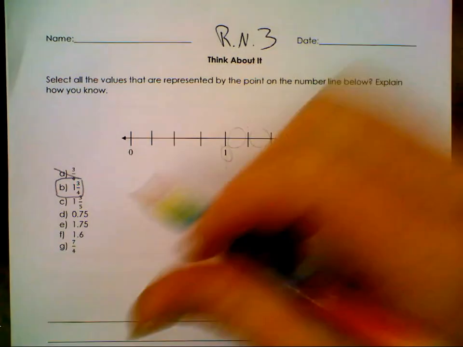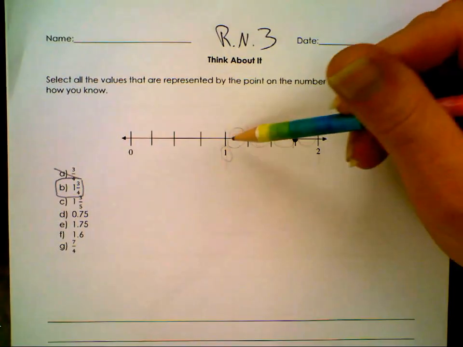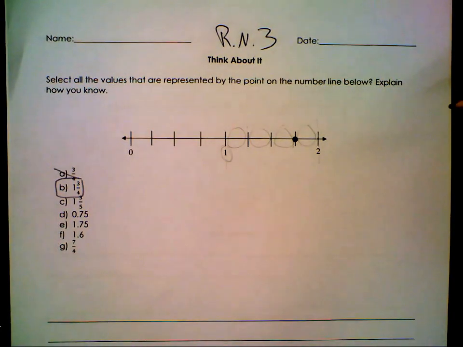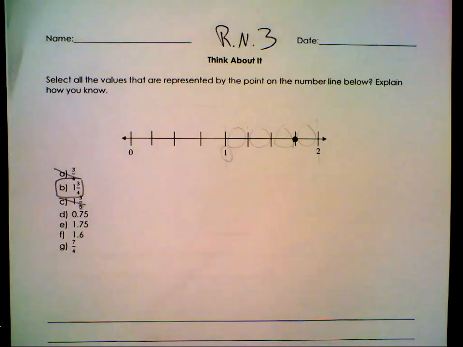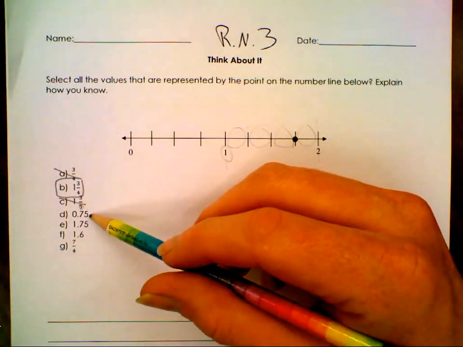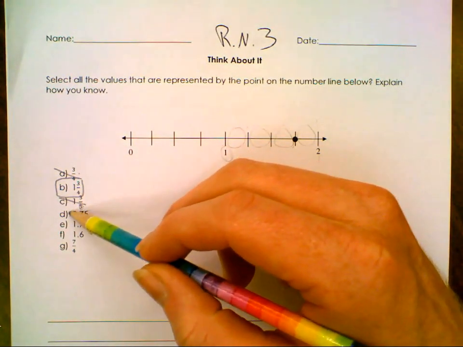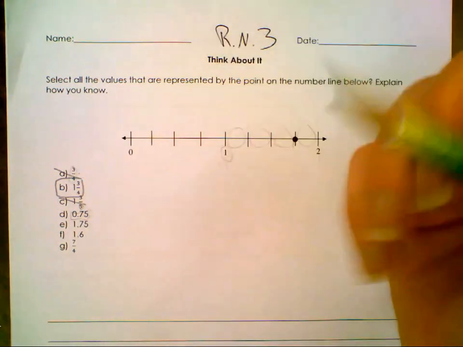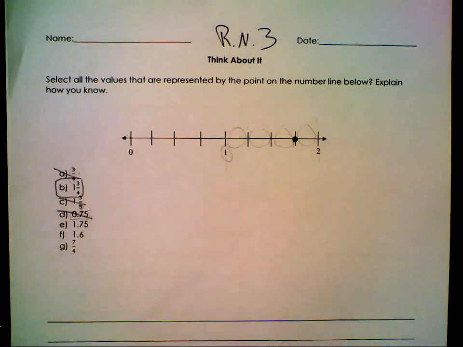Now 1 3/5 might look like it's close, but because this is divided into 4 and not 5 pieces, I know that this is not one of the options that represents what I see. Now D is very much like A. This is actually the decimal form of 3/4. Because it's smaller than 1, I can remove that from my list of options.